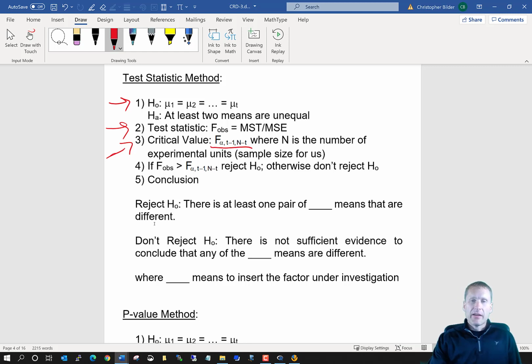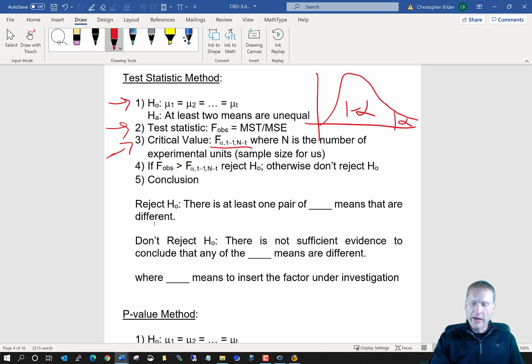It's F with alpha in the subscript, which means that the area, let me actually draw it out. So maybe this is what the F distribution looks like. We have alpha there, we have 1 minus alpha there, and here's what our critical value looks like. So it is the 1 minus alpha quantile from an F distribution.